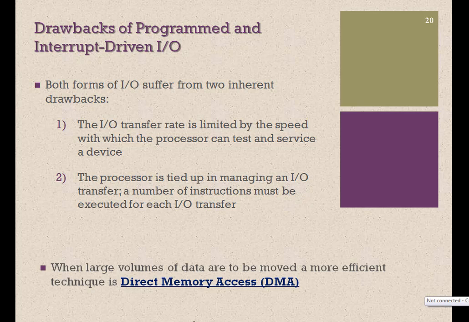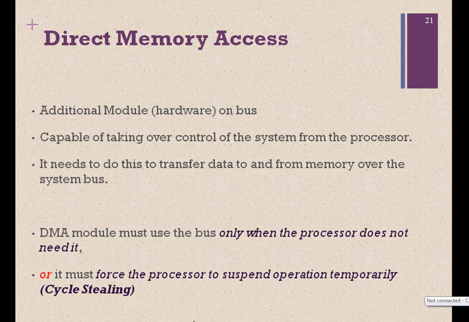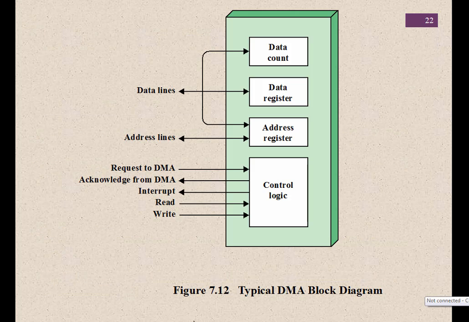So when a large volume of data is to be moved, a different technique is used: DMA, direct memory access. So what is direct memory access? It's an additional hardware module on the bus, capable of taking over control of the system from the processor. It needs to transfer data to or from memory over the system bus. The DMA module must use the bus only when the processor doesn't need it, or it must force the processor to suspend operation temporarily. There is a block diagram of DMA showing how it works, how data is controlled, how the address lines and control logic operate.